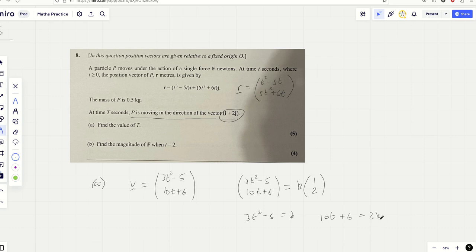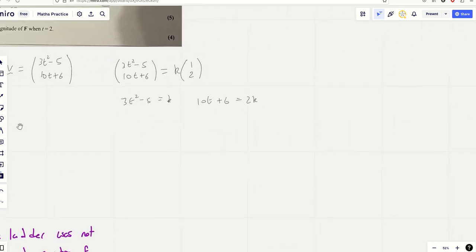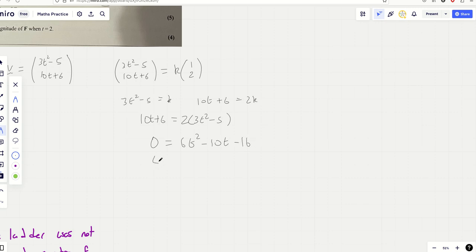If I just plug in now this into there, I'm going to get 10t plus 6 equals 2 times 3t squared minus 5. I've got the old quadratic, so I'm going to get 6t squared minus 10t, and then I'm going to get minus 10 at the end, but I'm going to be taking away 6, so I'm going to get minus 16. And so if I divide that all by 2, I get 3t squared minus 5t minus 8.